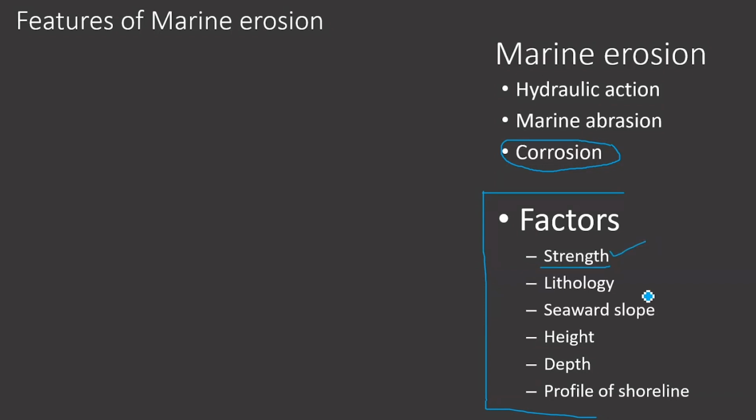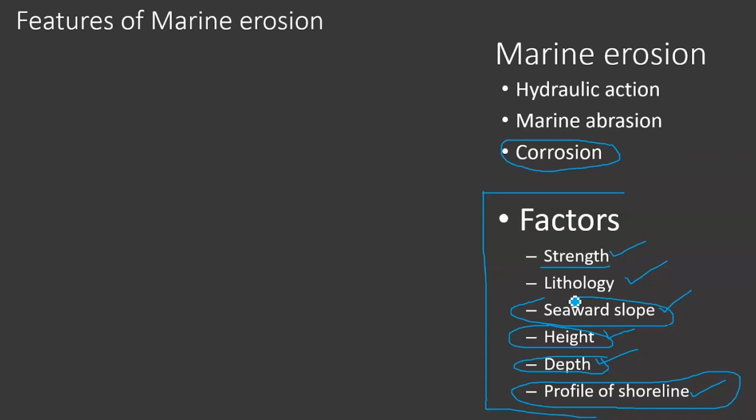Number one is the strength of the rock, what kind of rock it is, and how much is the strength of that rock. And third one is the slope, if it is gently sloping or steeply sloping, or the height of the material or the depth, and the profile of the shoreline. Profile of the shoreline we have already discussed, where the wave cuts the break. If the wave cutting is very close towards the beach, then there would be very strong waves, and those strong waves will be able to erode more.